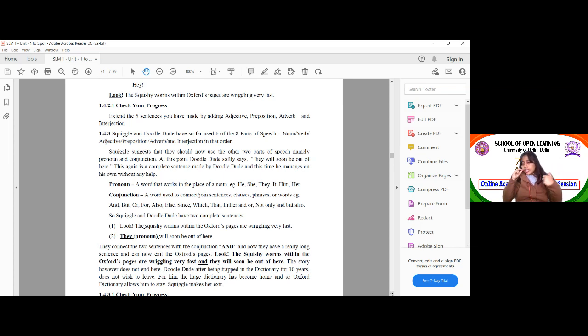Now, what is a conjunction? We all know what a conjunction is. It joins and connects two sentences, like if it's a very long sentence, but the idea is the same.